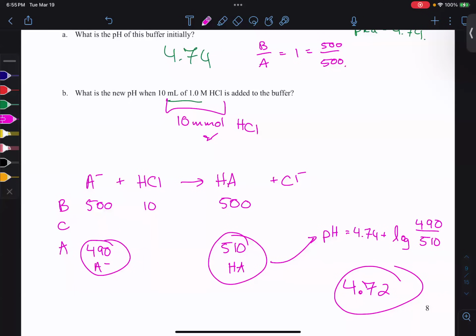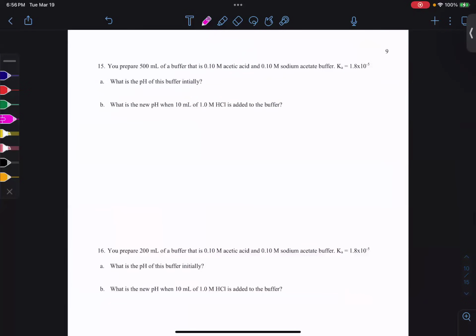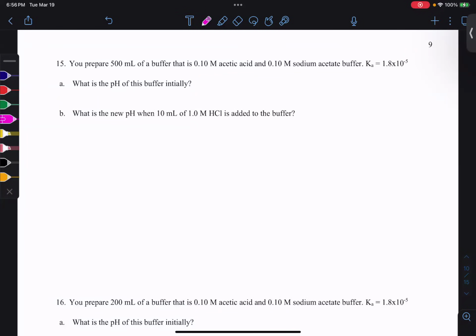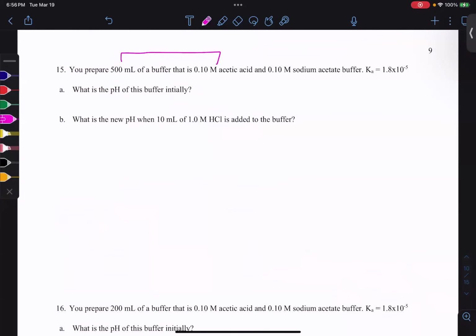All right, I want to do one more, because here I gave you a buffer made of 500 milliliters. So let's just do another one real quick. How is this one different? It's still 500 milliliters, but what's the difference? What are the concentrations of our stuff? It's less concentrated. So if I do the exact same thing, tell me, what is the pH of this buffer? 4.74 again, yes, because its base to acid ratio is 1.